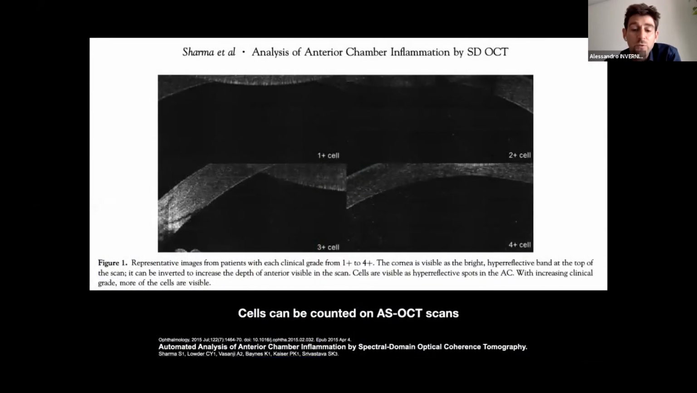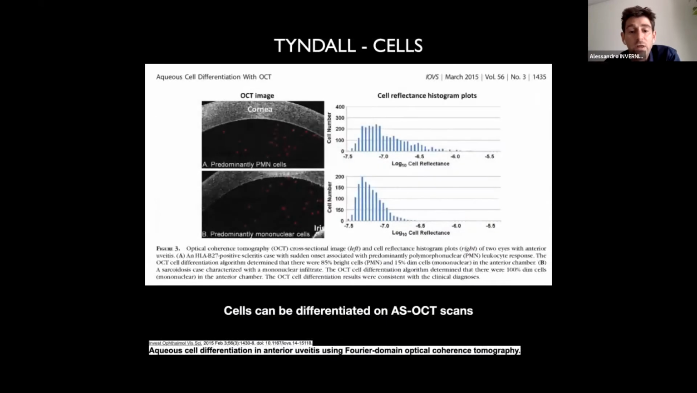So the first one, of course, is anterior segment OCT. Back in 2015, the group from the Cleveland Clinic proposed a grading of the anterior chamber cells based on OCT imaging analysis. This grading, the counting of the cells, was automatic and matched very well with the clinical grade. Another group also assessed the cells in the anterior chamber, and they found that they could somehow recognize the type of cells according to the size and the reflectivity.